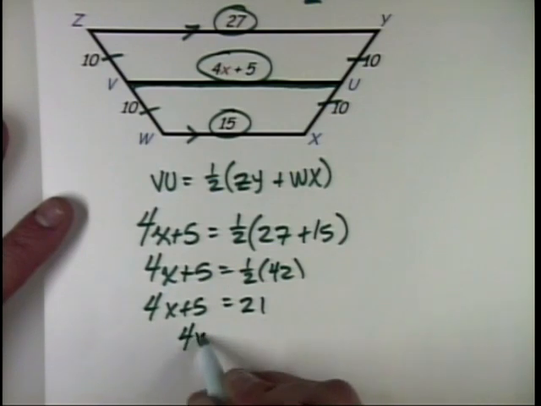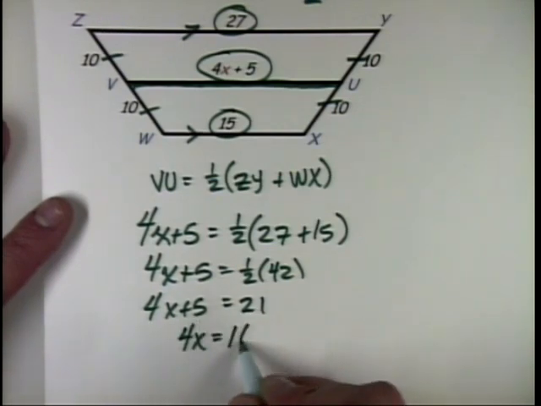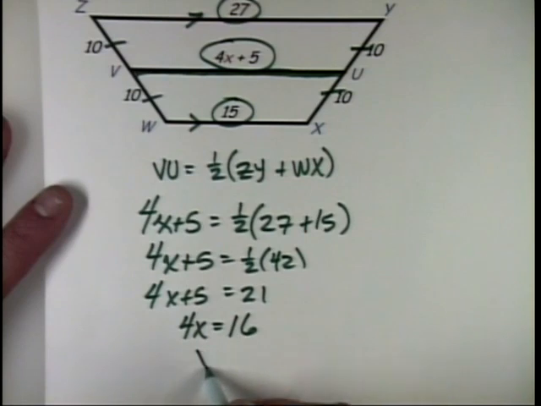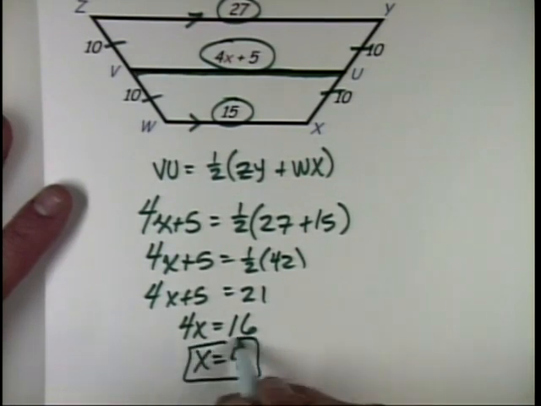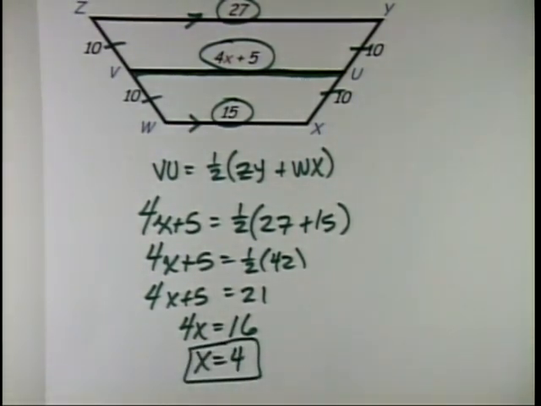I'll subtract 5 from both sides. So 21 minus 5 is 16, and divide both sides by 4. I get x is equal to 4. How about that? So I have solved for x.